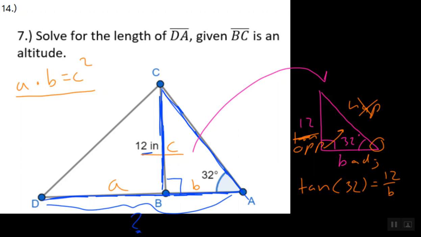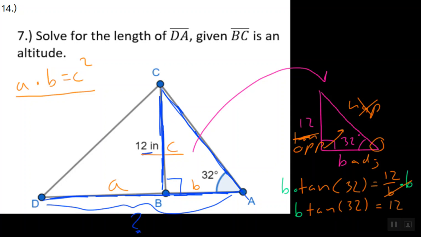Now this is our more difficult trigonometric situation. So what do we want to do here? Well, we always start the same way. We start by multiplying by what's in the denominator. So I'm going to multiply both sides times B, and we now have B tangent of 32 is equal to 12. Of course, that goes away.